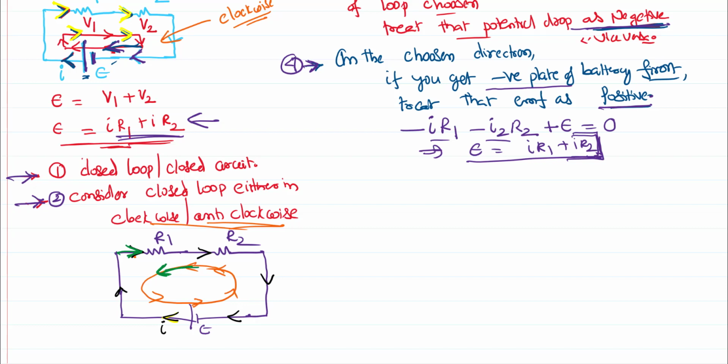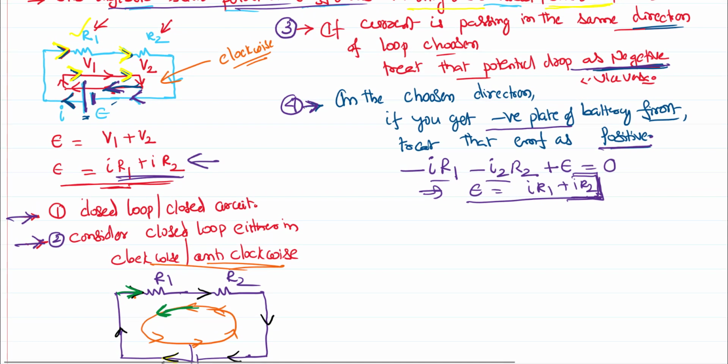So look at the formula. Look at the concept. If the current is passing in the same direction, treat that potential drop as negative, and vice versa. That means if the current is passing in the opposite direction, treat that potential drop as positive. Here they are in the opposite direction, therefore I will write plus IR1. Look at the other one. This is how the current is passing in the second resistor, and this is our anti-clockwise direction. Again, both of them are in the opposite direction. Therefore, that potential drop is also positive, plus IR2.